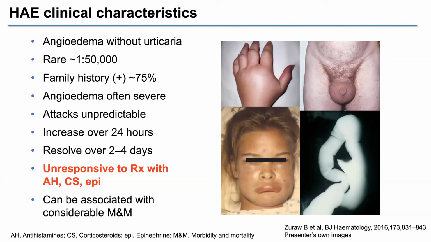Now, the family history, and now I'm talking about HAE due to C1 inhibitor deficiency, is not always positive. And in fact, about 25% of the patients are thought to have de novo mutations. So the disease has to start somewhere. And that means that the lack of a family history doesn't preclude the possibility that this is HAE.